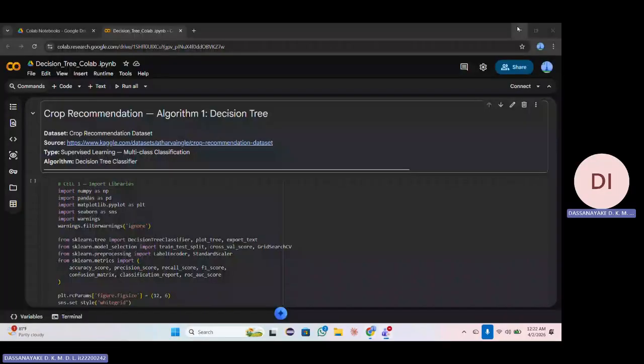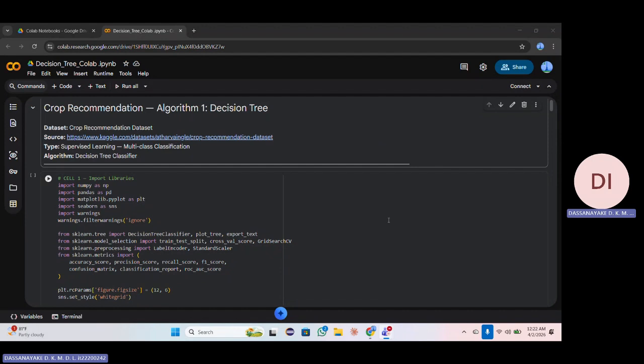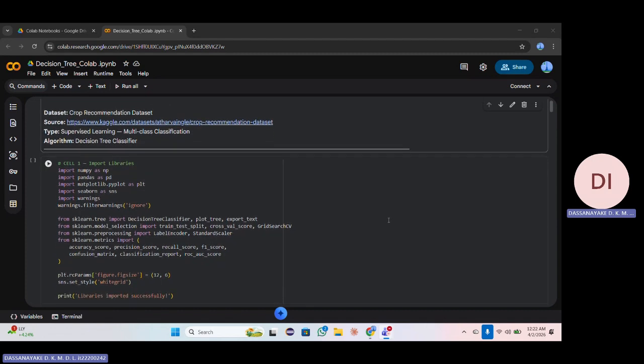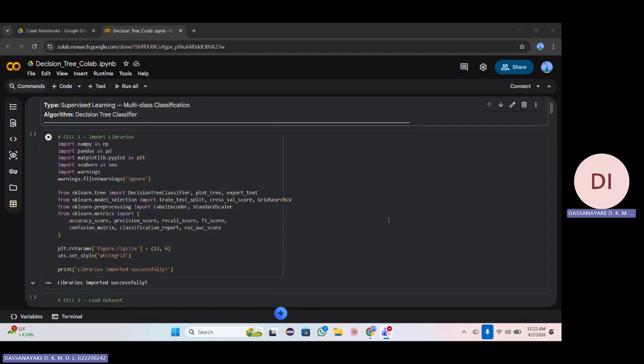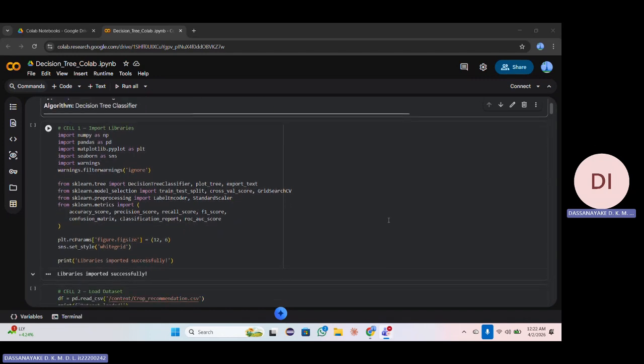Jasnayaka, and in this video, I'll be walking you through my contribution to our machine learning group assignment. The dataset we chose is a crop recommendation dataset sourced from Kaggle, a well-known credible platform. We chose this dataset because it's complex enough to demonstrate multi-class classification. It has 22 different crop types as target classes and it's publicly hosted and citable, meeting assignment requirements.